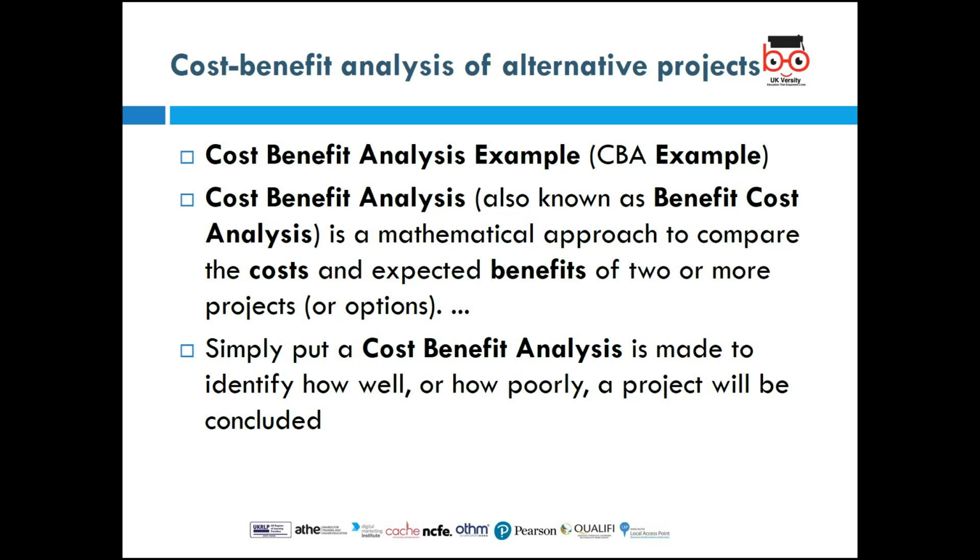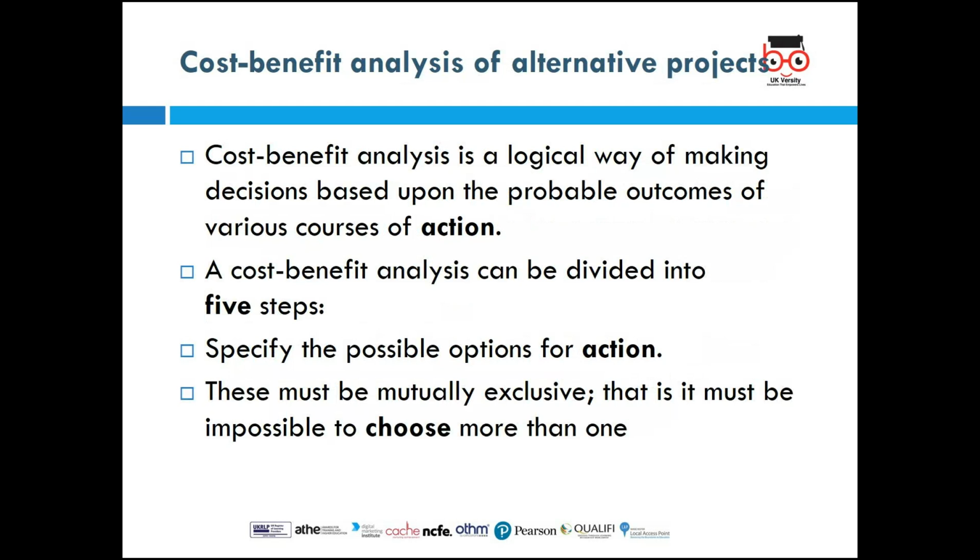Simply put, a cost-benefit analysis is made to identify how well or how poorly a project will be concluded. Right. Now, cost-benefit analysis is a logical way of making decisions based upon the probable outcome of various courses of actions. So here you are looking at different alternatives of different projects that will be able to solve the same problem. A cost-benefit analysis can be divided into 5 steps.